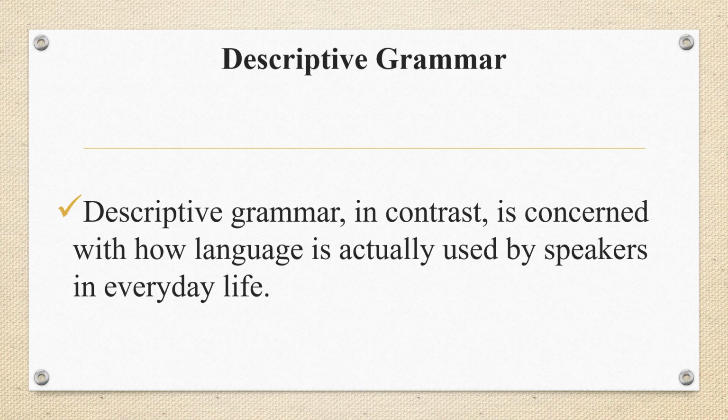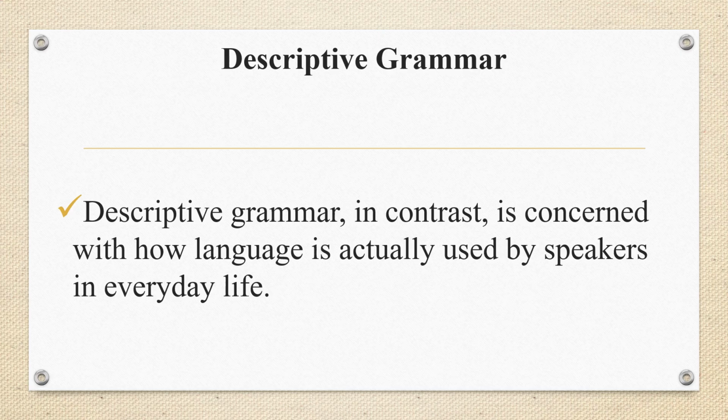So the second type of grammar is descriptive grammar. In contrast to prescriptive grammar, descriptive grammar is concerned with how language is actually used by speakers in everyday life. It describes the rules and structures that people follow in natural speech and writing without prescribing what is correct or incorrect. Descriptive grammar aims to objectively analyze and record the patterns and variations in language use, reflecting the way native speakers construct sentences in different contexts.